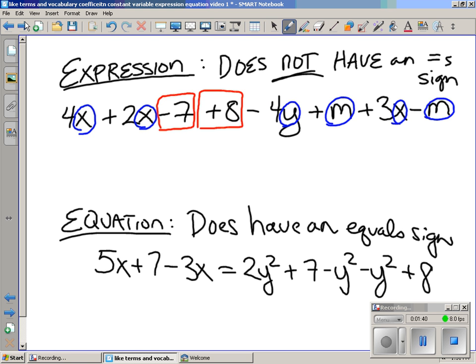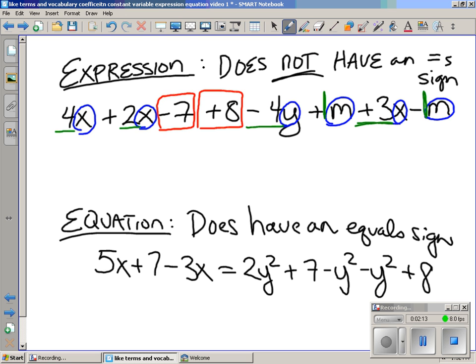We also want to look at coefficients. The coefficients are the numbers in front of the variable. Every single variable has a coefficient. So we're going to go through and look at every variable and identify its coefficient. The coefficient of x is 4. The coefficient of x here is 2. The coefficient of y is -4. The coefficient of m, we don't see it, so it's a 1. That's 1m. The coefficient of x is 3, and the coefficient of -m is -1.